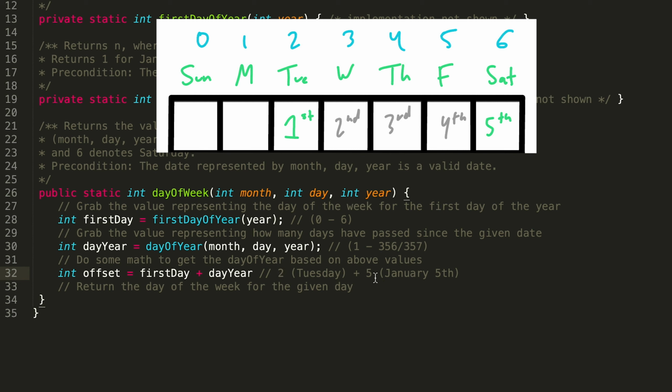problem here. Our offset doesn't incorporate the fact that these two numbers are sort of off by 1. We need to subtract 1 because day of the year is indexed based on 1, but first day of the year is indexed based on 0. So we're also going to want to subtract 1 from our offset. So now our offset is going to be 6. And that is actually the right answer because January 5th fell on a Saturday, which was 6.